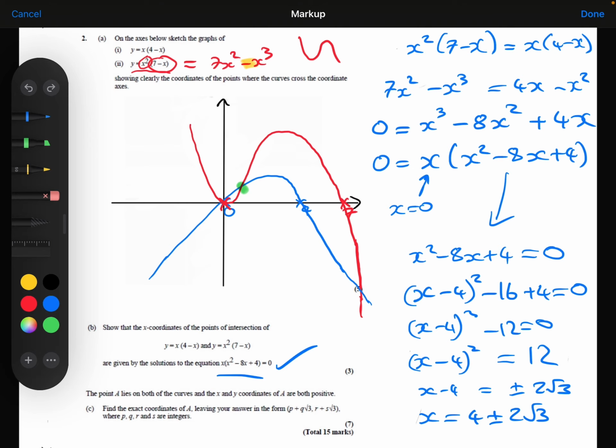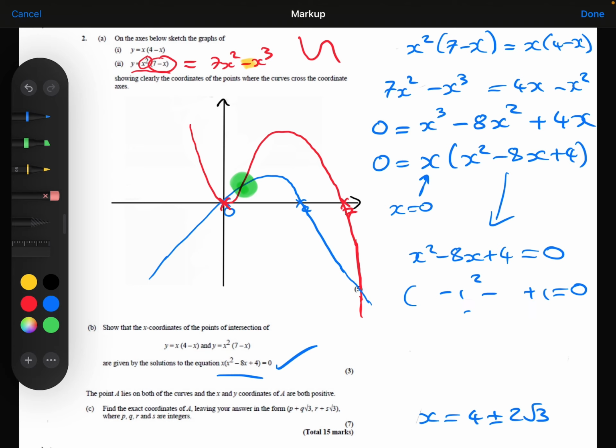So just to repeat that logic, I've got 4 plus 2 root 3. That corresponds to the x coordinate there, because that's the bigger of the two x coordinates. 4 plus 2 root 3 is bigger than 4 minus 2 root 3. So this point here is the 4 plus 2 root 3. This point here is the 4 minus 2 root 3. And that's the one I want, because that's the one that's going to give me the positive y coordinate as well.